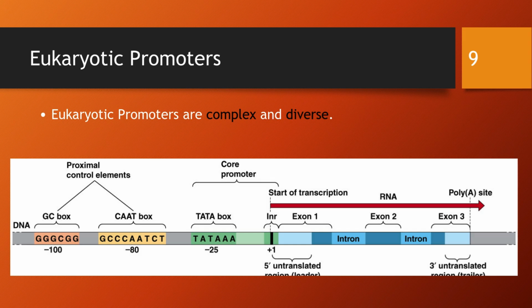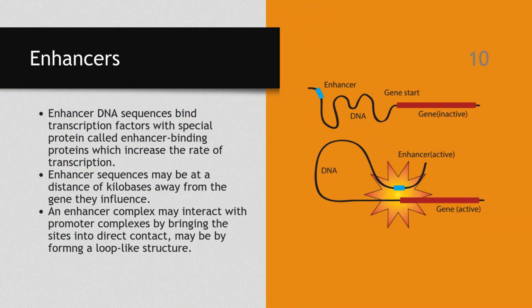The start of transcription itself is denoted by an initiator element, or INR. So, eukaryotic transcription requires the coordination of many more proteins at the promoter. Beyond the promoter, eukaryotic genes are also regulated by elements called enhancers.